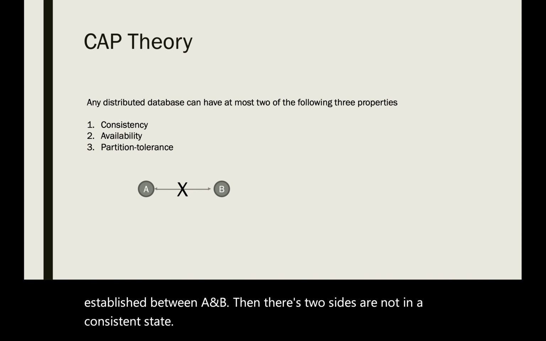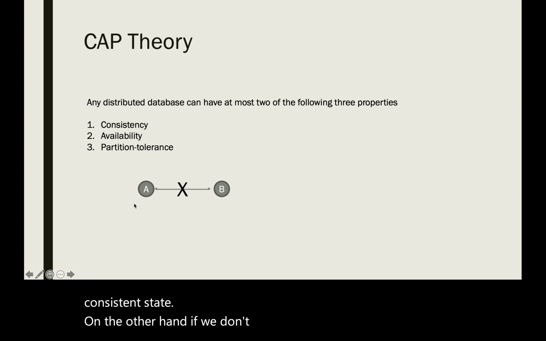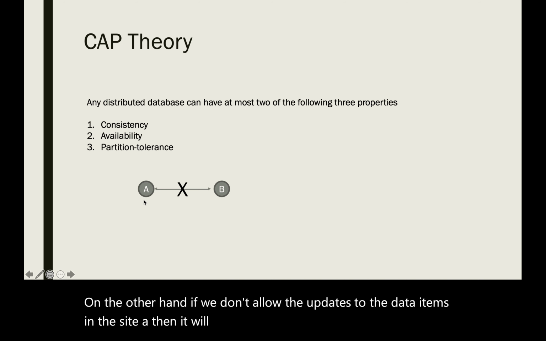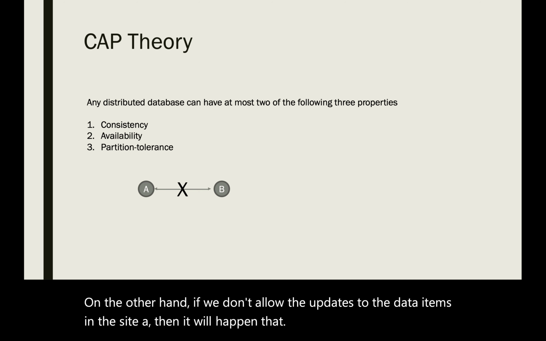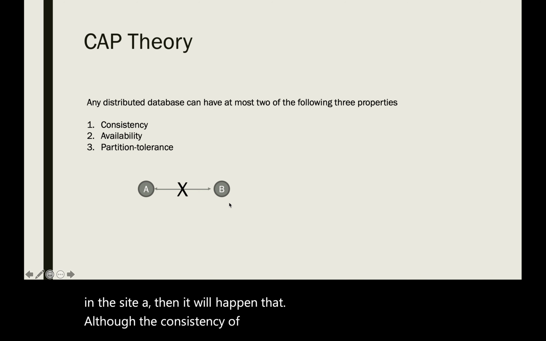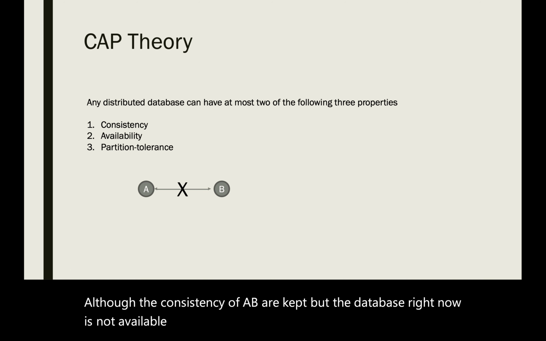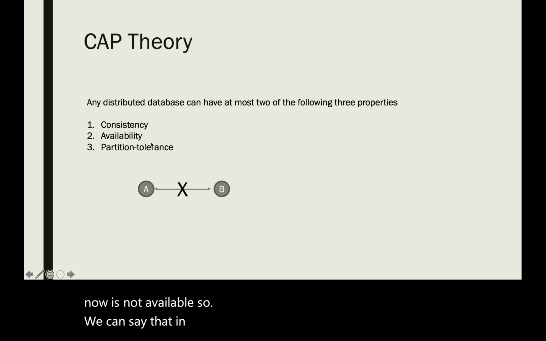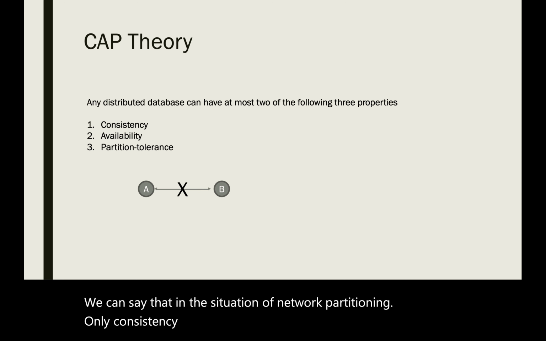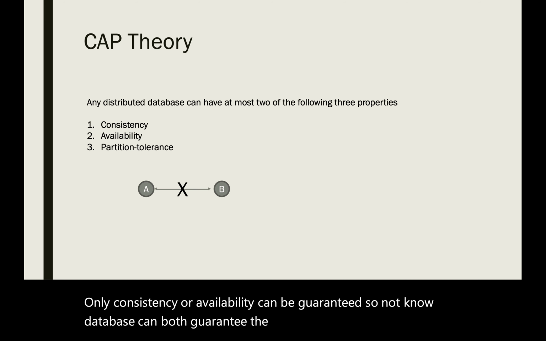On the other hand, if we don't allow updates to the data item at site A, then although the consistency of A and B is kept, the database is not available. So we can see that in the situation of network partitioning, only consistency or availability can be guaranteed. No database can guarantee both consistency and availability in the situation of network partitioning.